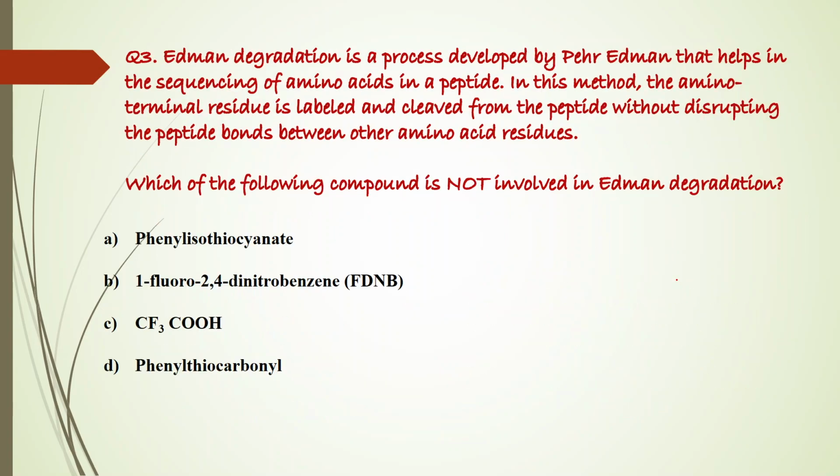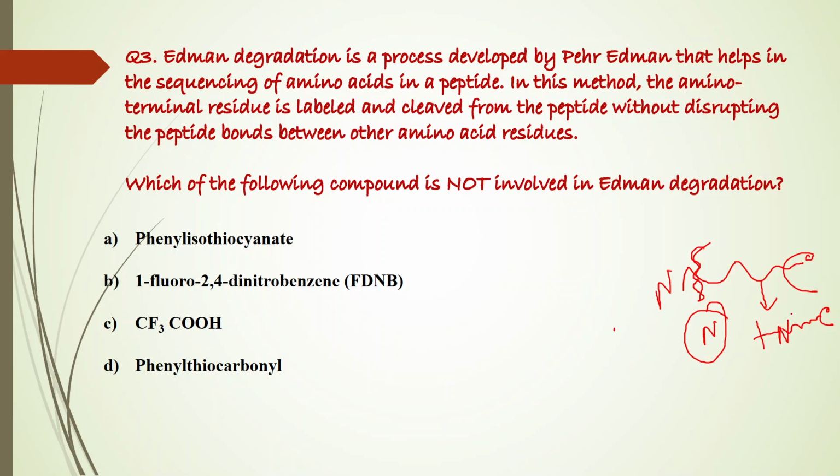Fine. Moving to the next one, it is saying Edman degradation. Already you know, it is a process developed by Edman that helps in sequencing the amino acids of a peptide. In this method, what happens? The amino terminal is clipped one by one. So if this is your peptide chain, this is your N terminal, this is your C terminal. One by one your N terminal amino acids start to come out. First the N terminal will come out and you will end up with a smaller peptide chain.